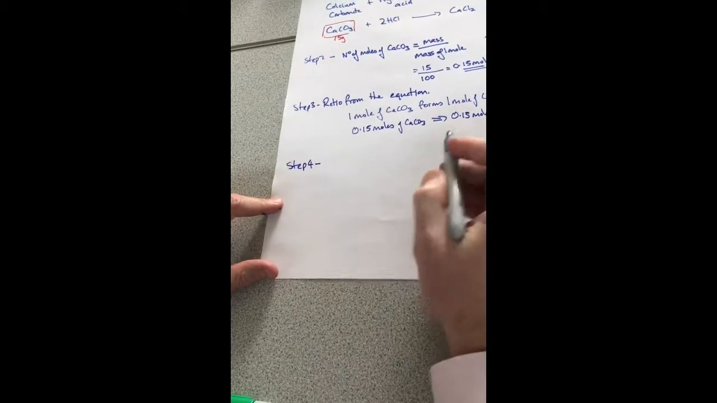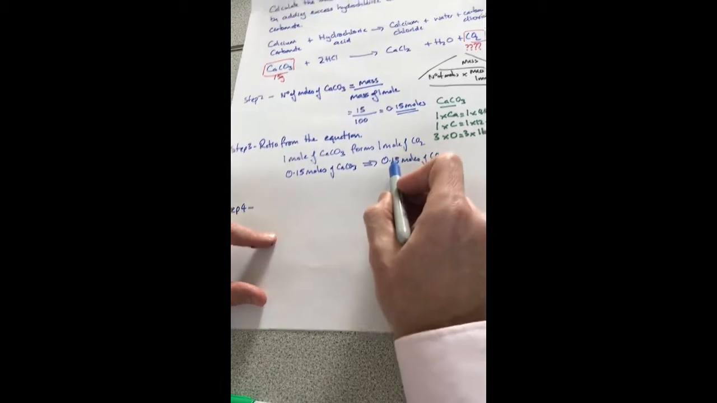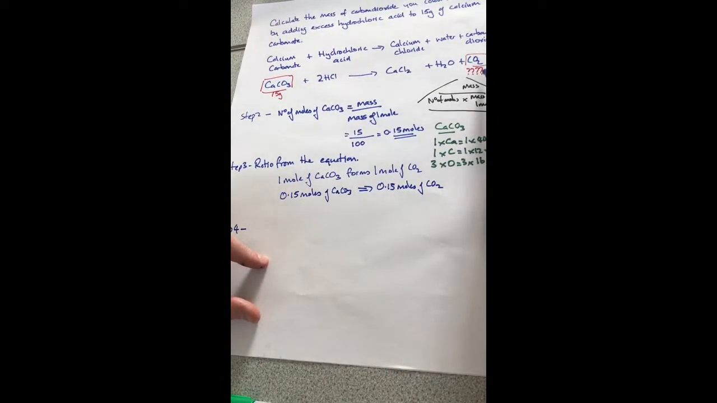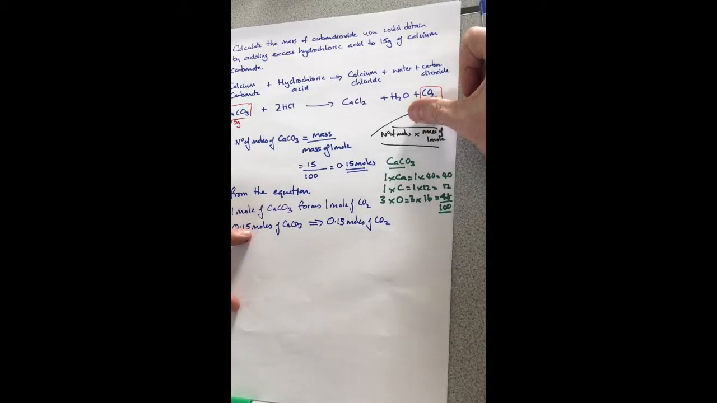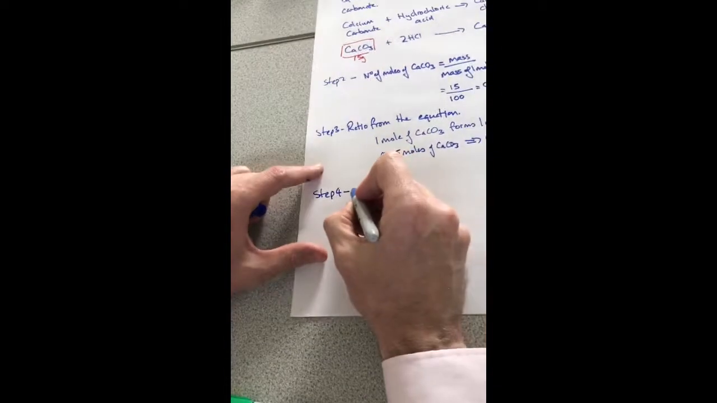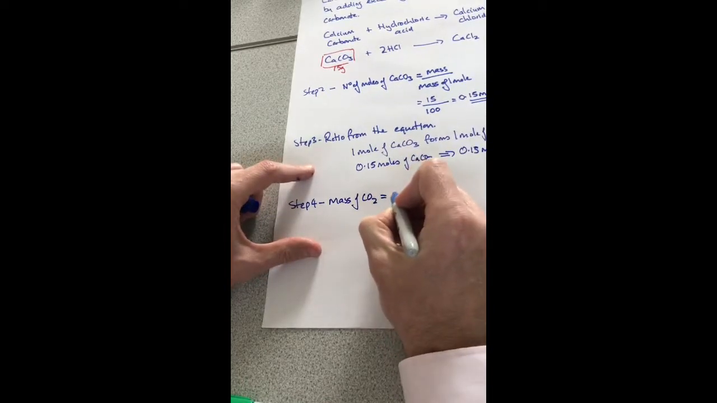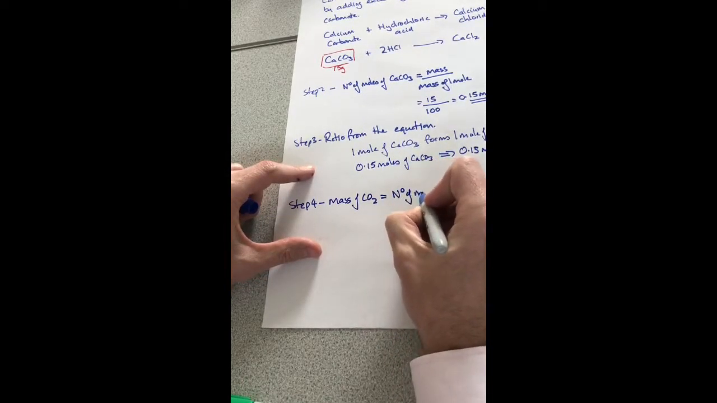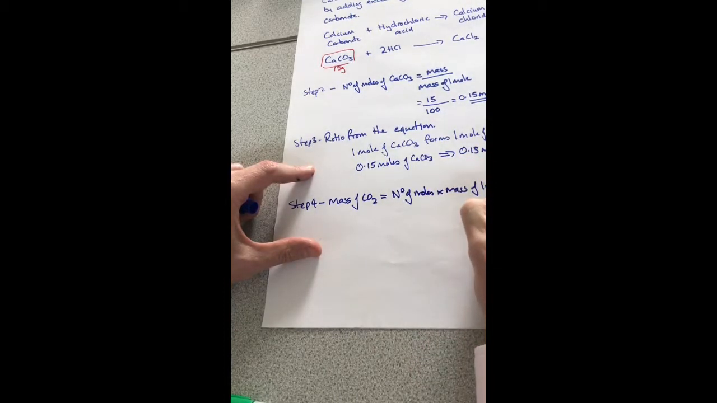Step 4, so what I now know is I've got 0.15 moles of carbon dioxide, and what I need to do now is convert that into a mass, grams, of carbon dioxide, so I can tell them how many grams I'm going to produce. So using the triangle, I cover mass over, and mass is going to equal number of moles times the mass of 1 mole. So I come back down here, and my final step is to say the mass of carbon dioxide is equal to the number of moles times by mass of 1 mole.